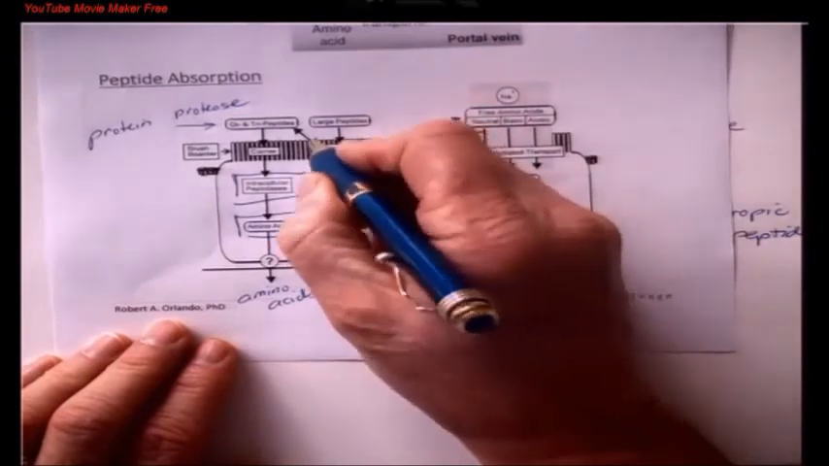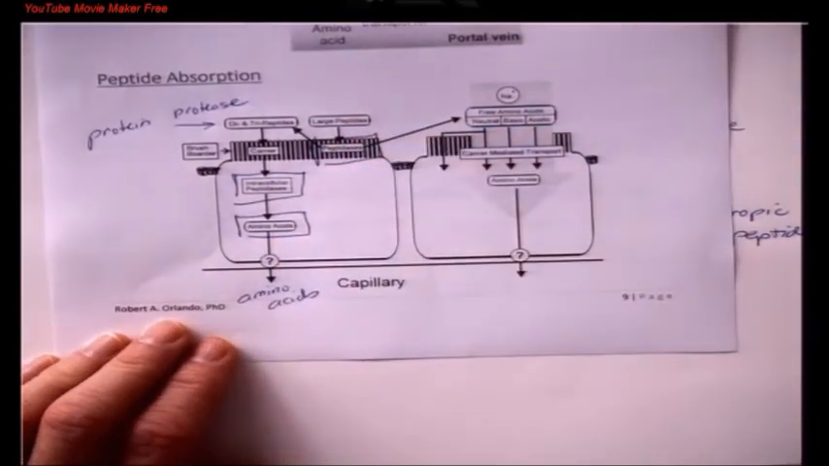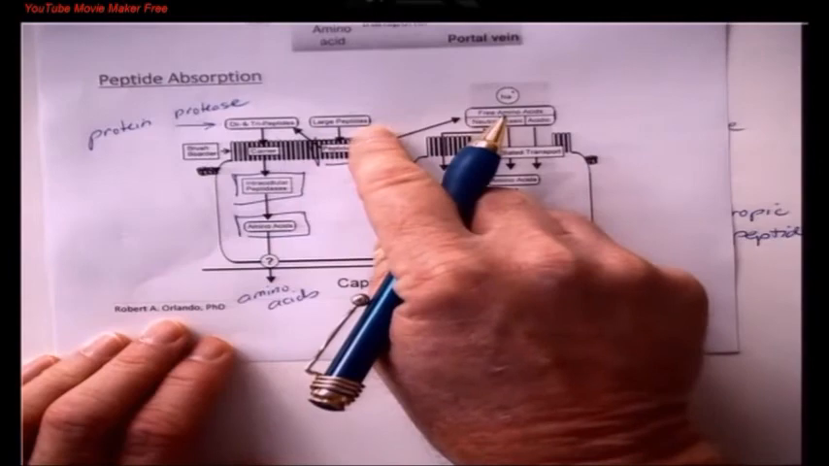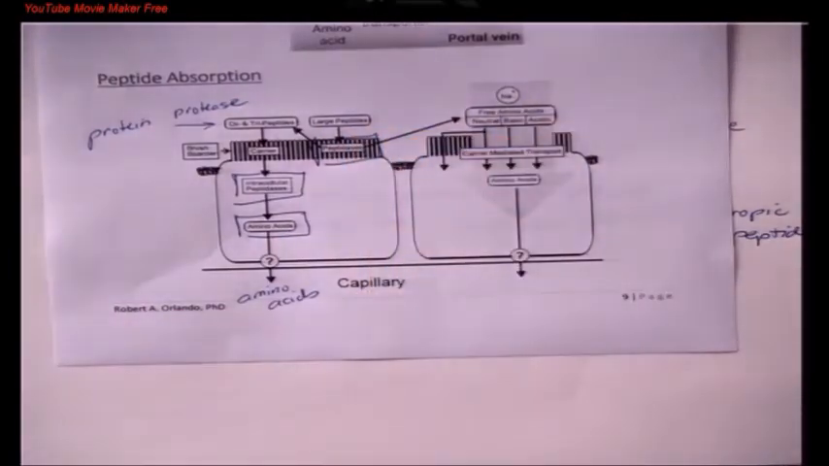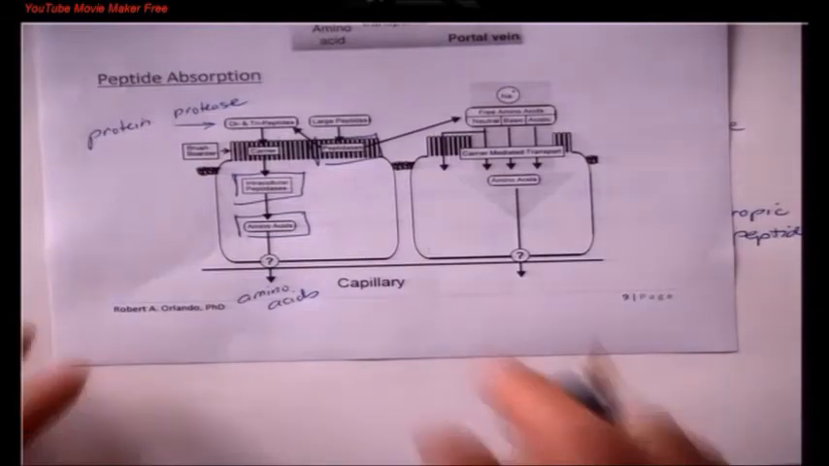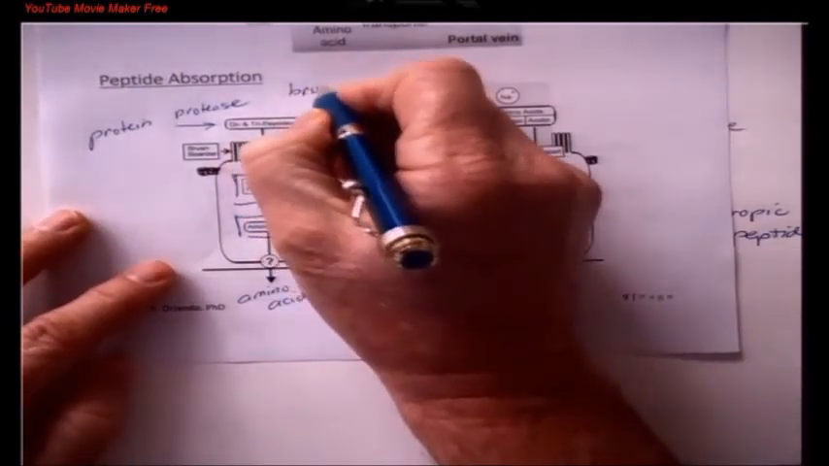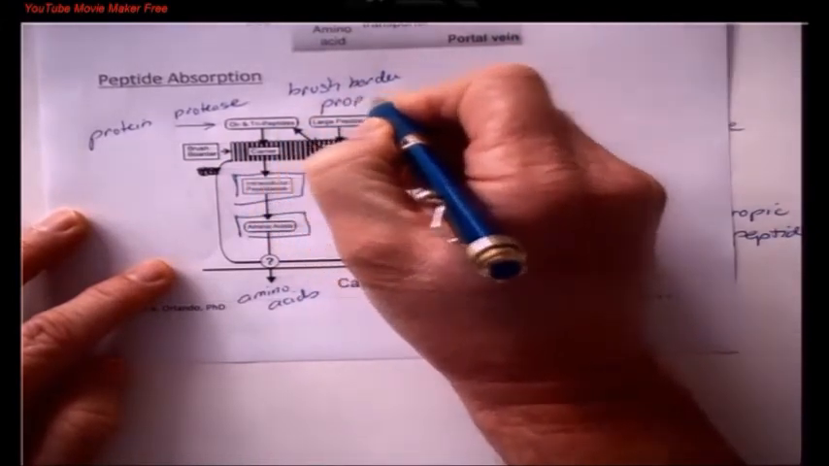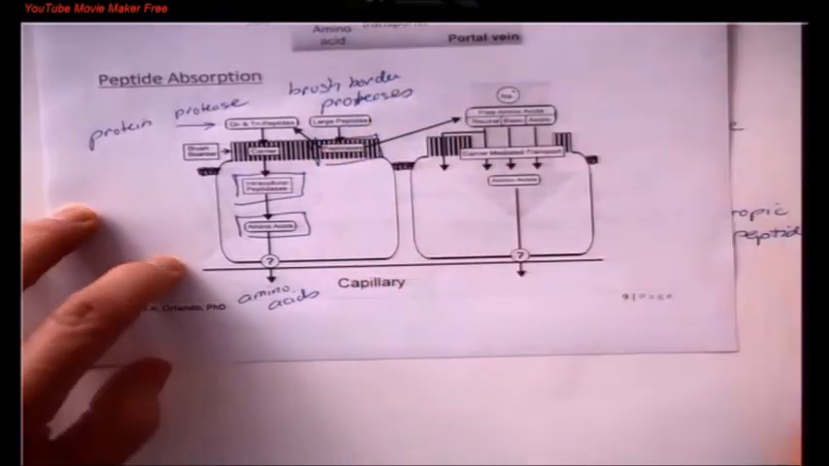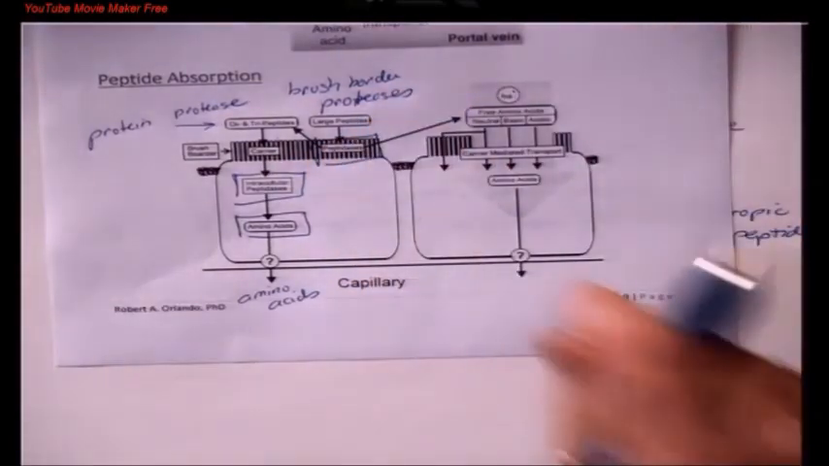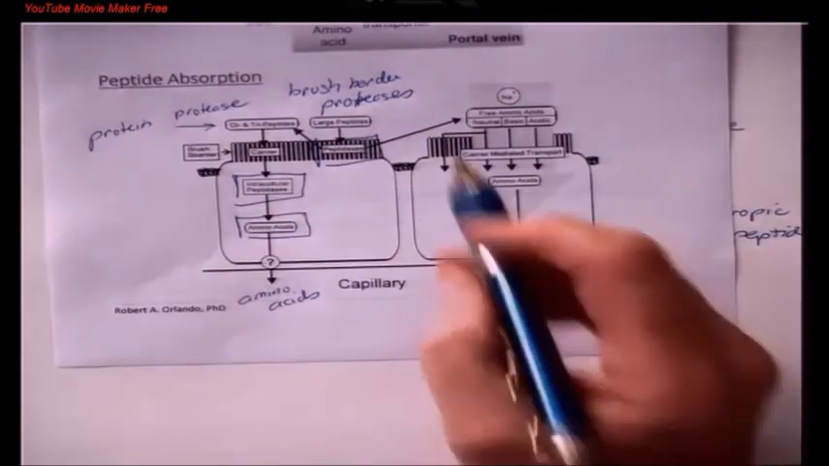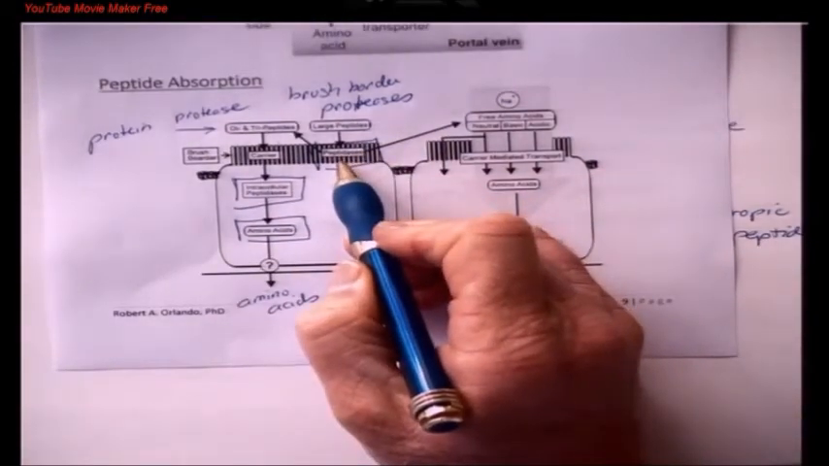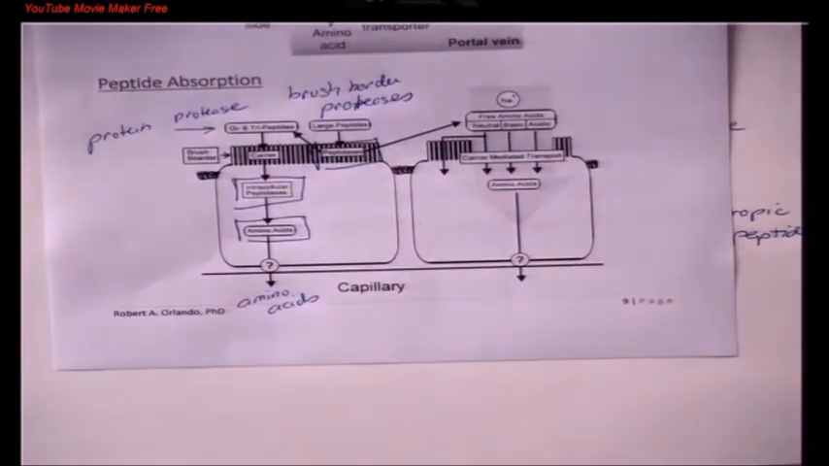We also have another backup system for large peptides. So if we have peptides that are, say, maybe 20 or 30 amino acids long, assuming our normal proteins are 200, 300, 400 amino acids, we have what are called brush border proteases, or brush border peptidases. And these are proteolytic enzymes that are actually integral membrane proteins on these microvilli structures to just allow a little bit more digestion.